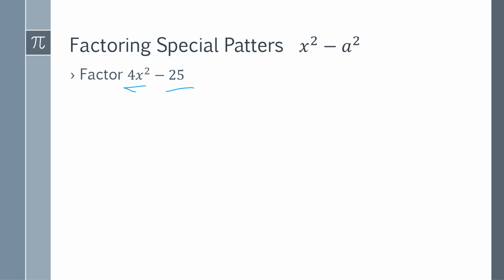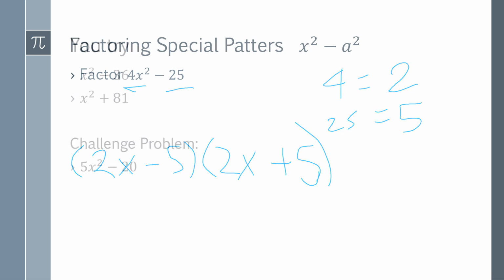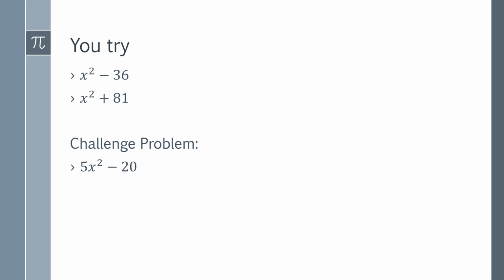What do we know about 4? 4 is a perfect square of 2, and we know 25 is the perfect square of 5. So, guess what? Just rewrite it. So, (2x minus 5)(2x plus 5). And that's how you deal with a problem like that. Just like that. Your turn. You try.